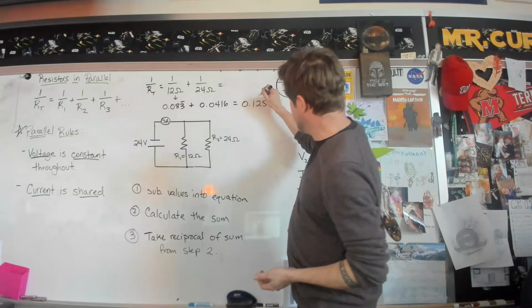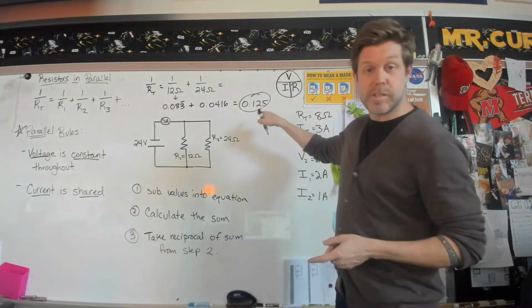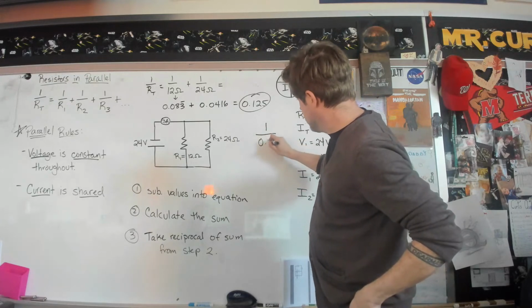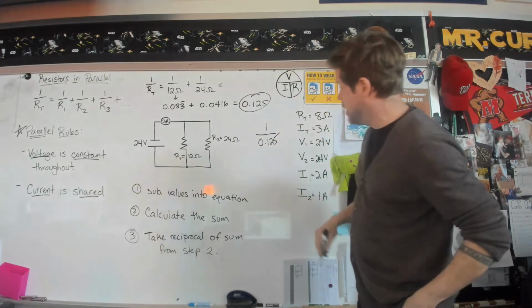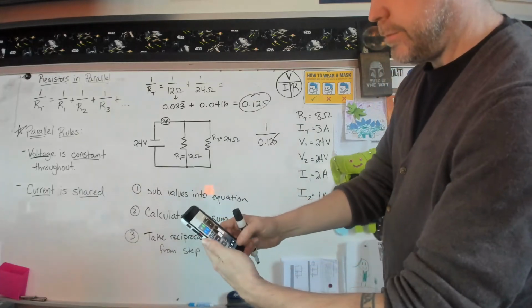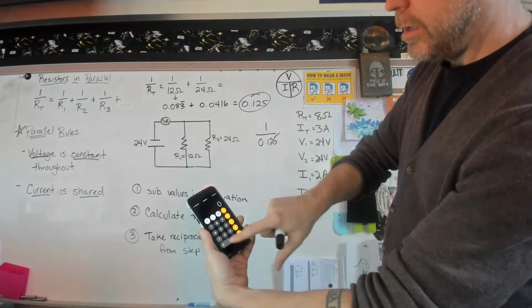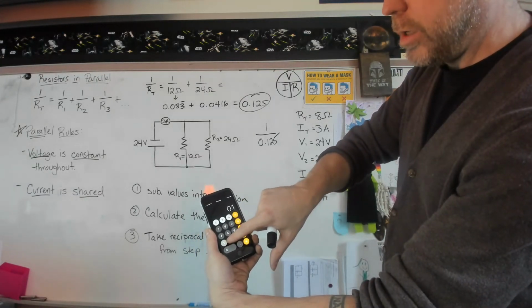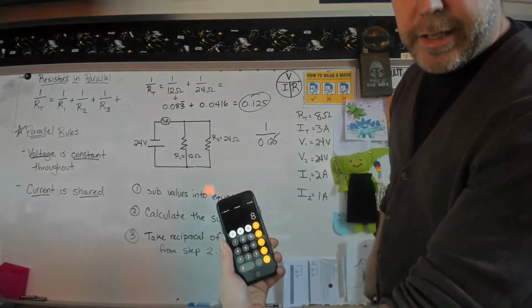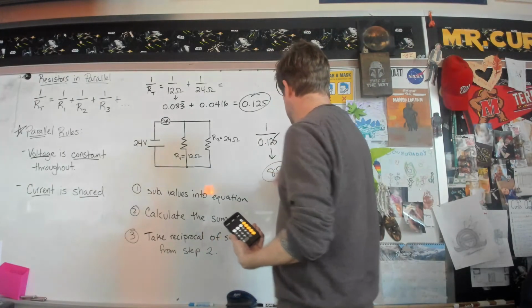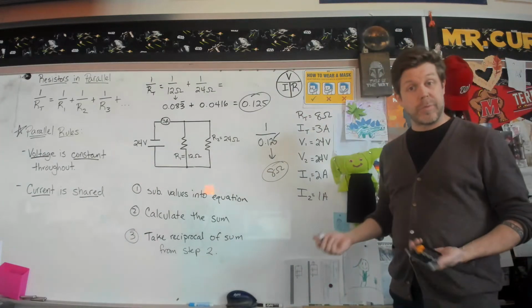So we would take that number, take the reciprocal of it. So what I'm going to do is take a 1 over 0.125. I'm going to do my math just to show you. So 1 divided by 0.125 is going to give me 8, which is exactly what we got when we did the problem earlier.